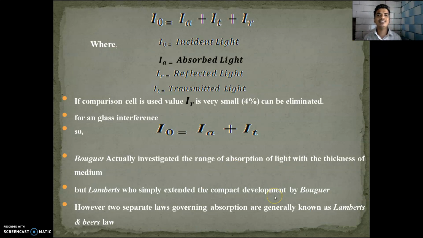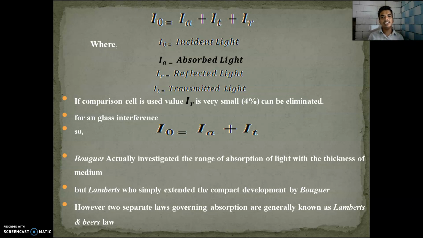So I0 is equal to IA plus IT plus IR. So what are I0, IA, IT, IR? I0 is the incident light, IA is the absorbed light, IR is the reflected light, and IT is the transmitted light. So 0 indicates the incident light, A indicates absorbed, R reflected, and T transmitted.